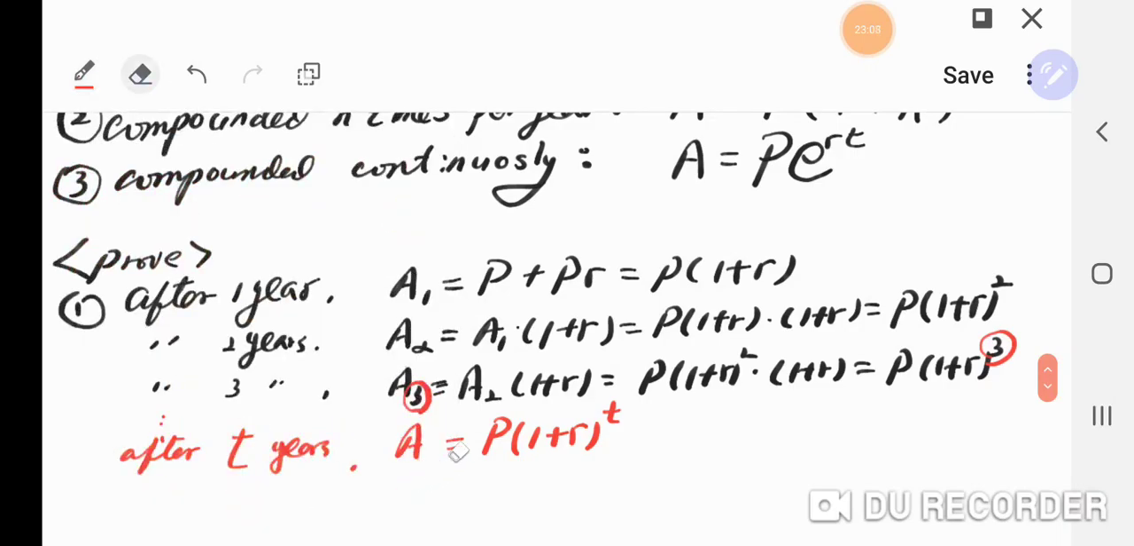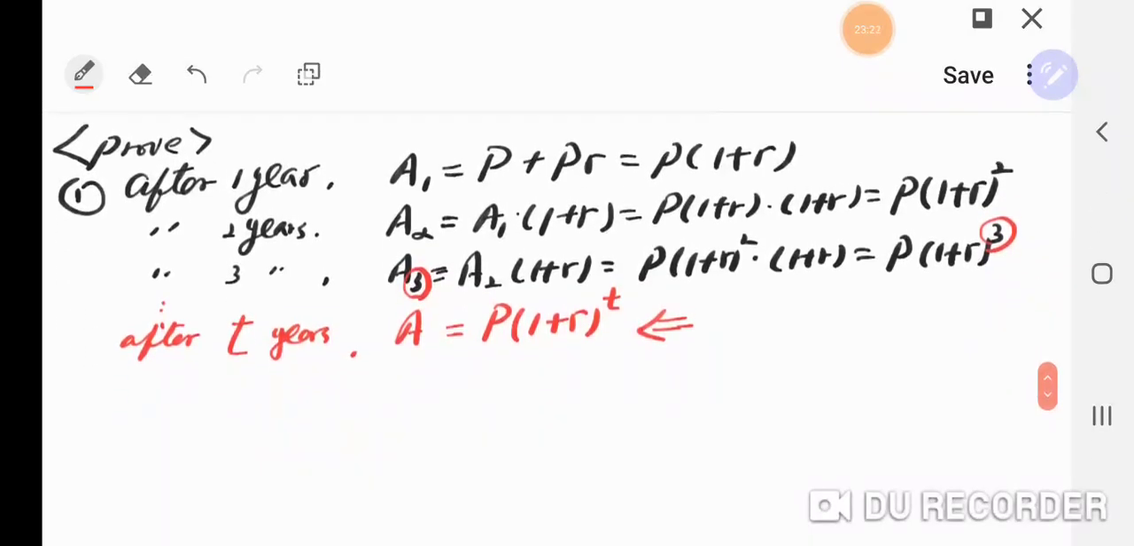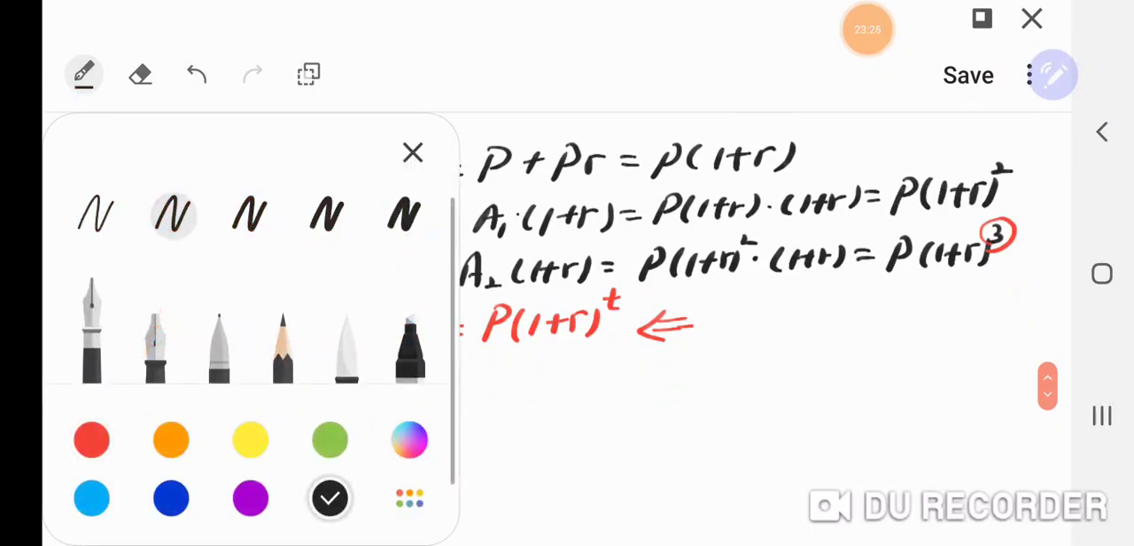So after t years, the total amount will be this one. So this is the formula for the amount compounded yearly. And then if this is compounded monthly, then we can prove formula number 2.